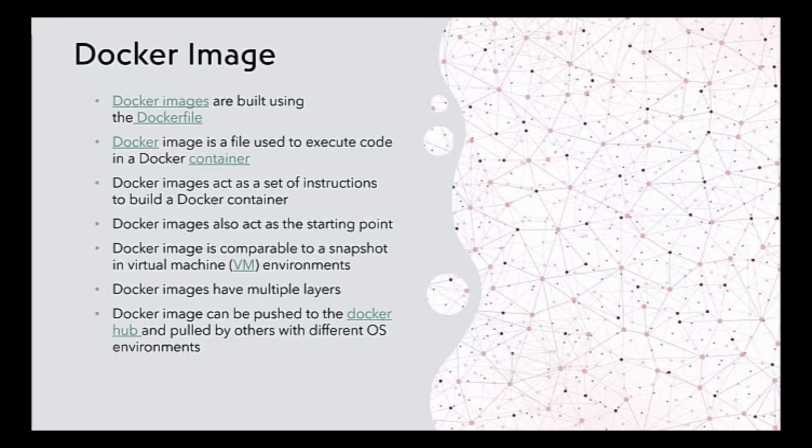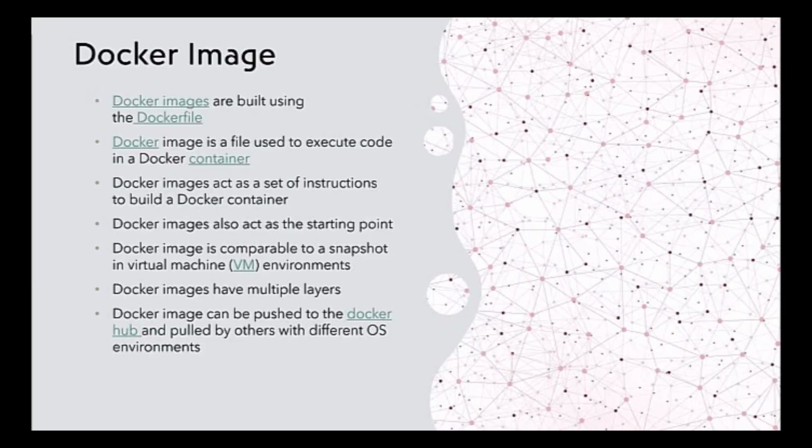What is a Docker image? Docker images are built using the Dockerfile, which consists of a set of instructions that are required to containerize an application. A Docker image is a file used to execute code in a Docker container. Docker images act as a set of instructions to build a Docker container, like a template.